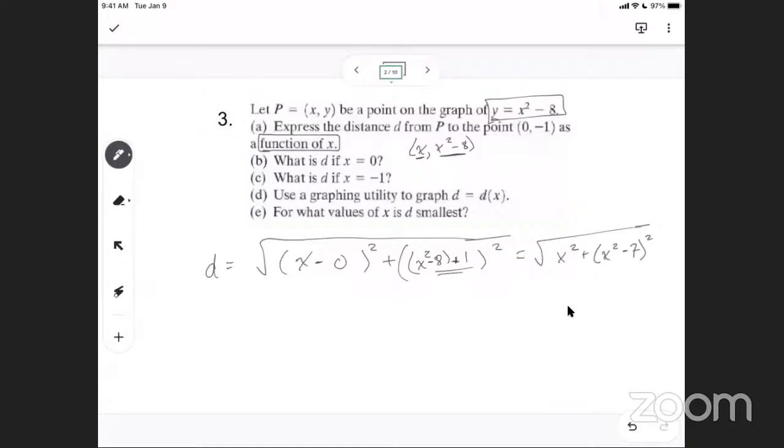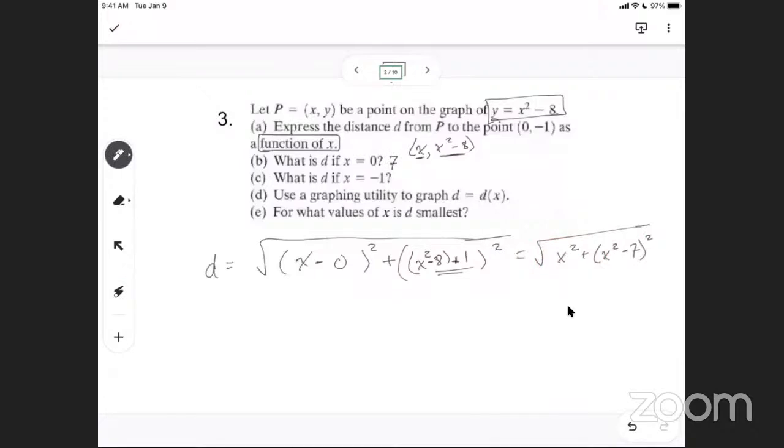So it says, what is d? What is the distance if x equals 0? Well, if x equals 0, plug in 0 here and here, and the distance is going to be 7. We could do that in our head. This would go away, this would go away. It would be -7 squared, which is 49. The square root of 49 is 7. So the distance would be 7.